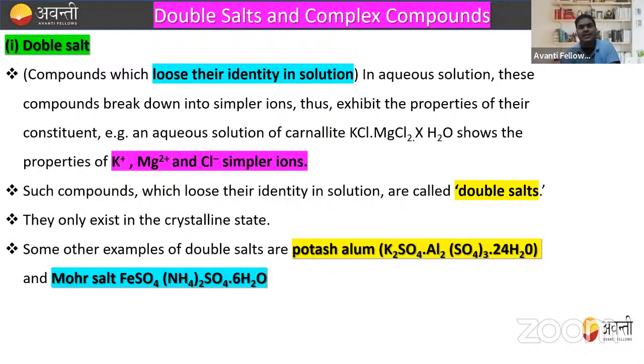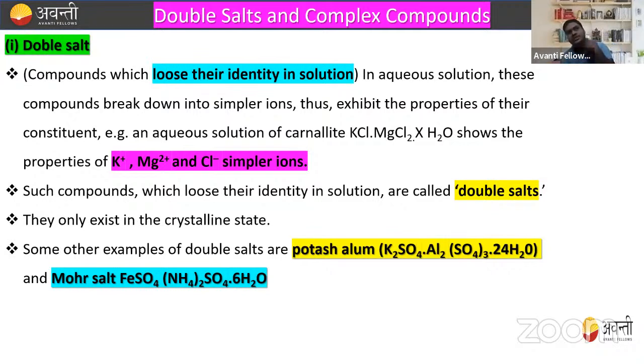Now, we can classify double salt and complex compound. What is a double salt? Basically, the compounds which lose their identity in aqueous solution break down into simpler ions, and thus exhibit the properties of their constituents. An aqueous solution of carnallite, KCl.MgCl2.xH2O, shows the properties of these. So basically, double salts are those salts which lose their identity in the solution.